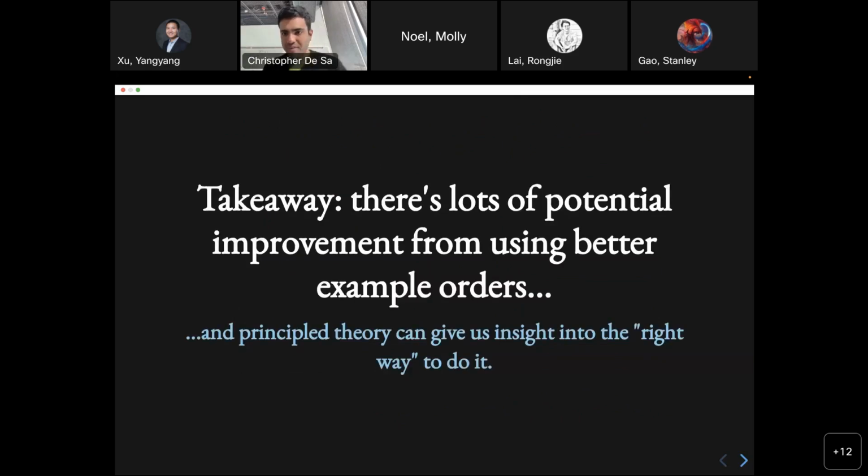Okay, so the takeaway, and this is all still ongoing work, so we're going to be realizing more and more of this improvement, is that there's lots of potential improvement that we can make from using better example orders than what we get from just selecting them at random. And we can actually get improvements in the rates that we get, not only in theory, but also in practice, by trying to understand these problems theoretically.